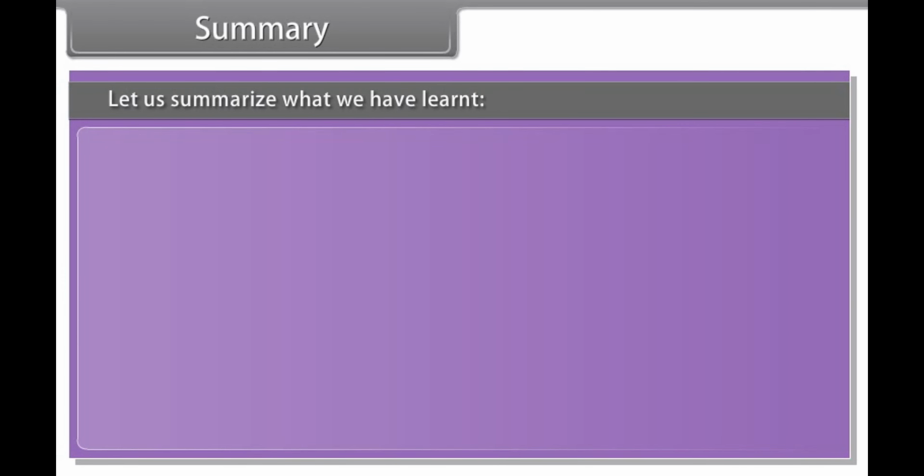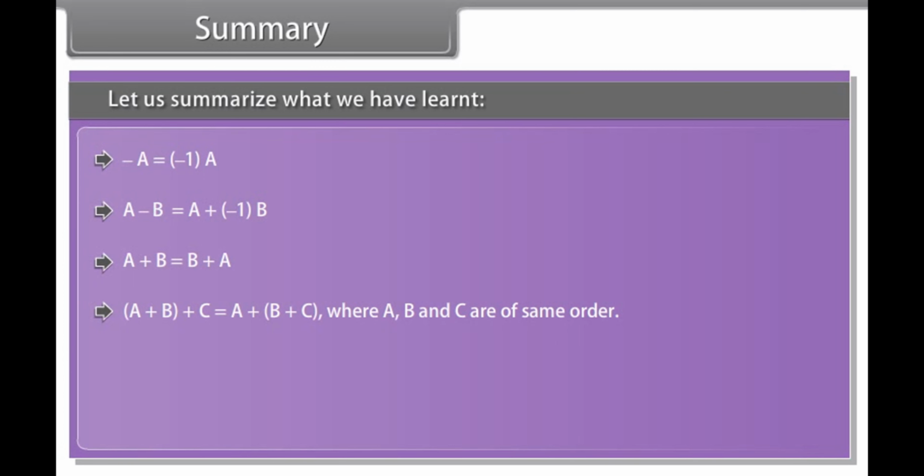Summary: let us summarize what we have learnt. Minus A is equal to minus 1 into A. A minus B is equal to A plus minus 1 into B. A plus B is equal to B plus A. A plus B plus C is equal to A plus B plus C, where A, B and C are of the same order. K into A plus B is equal to K into A plus K into B, where A and B are of the same order.